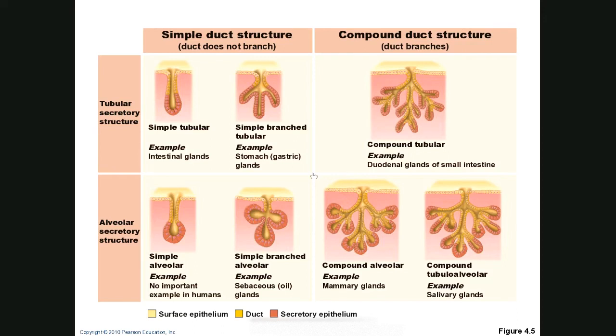Now here we have compound tubular. They're tube-shaped, and they have many branches coming together, and they connect into one common duct system. Compound alveolar, such as mammary glands, are alveolar and have branches, and they come together here. And then we have in the salivary glands, compound tubulo-alveolar. Some are tubular, some are alveolar.